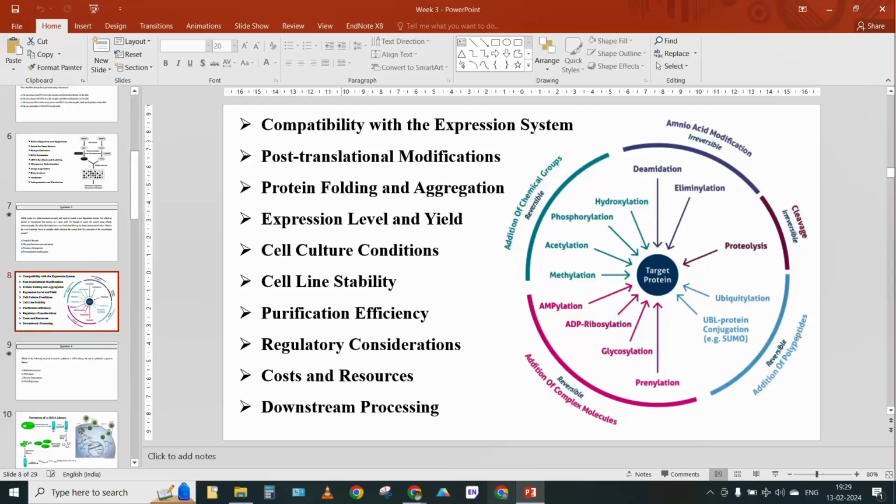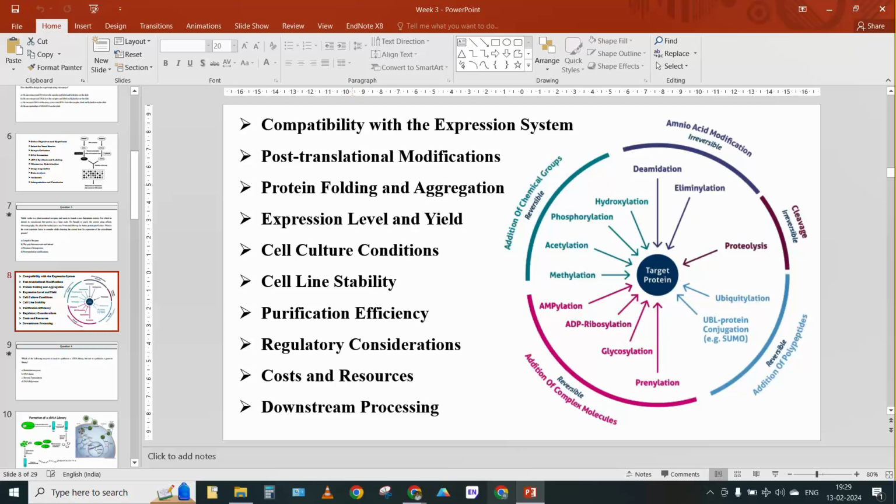Also, in the context of recombinant proteins, the choice of expression system becomes paramount, as different hosts have varying capabilities to perform specific post-translational modifications. So here he should ask the technician for the N-terminal His tag for better protein purification. And in the next step, protein folding and aggregation. In the third one, he should have chosen different hosts with varying capabilities for proper protein folding and minimizing aggregation. And after that, he should have checked the expression level and yield.